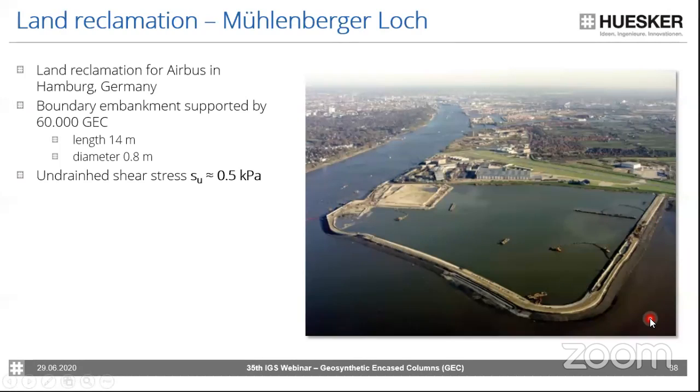The construction was a great challenge, mainly because of the undrained shear strength of 0.5 kPa. So this is really, really soft material. The GECs have been used to build the perimeter dike, because this area was also influenced by the North Sea and by tidal ranges, and therefore the perimeter dike was built to then hydraulically fill the inner part of the area.